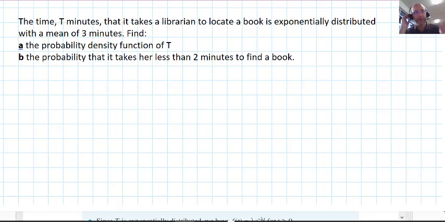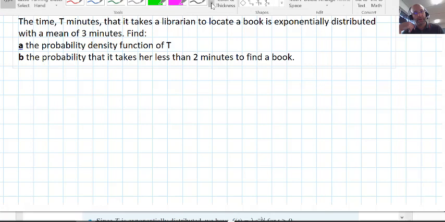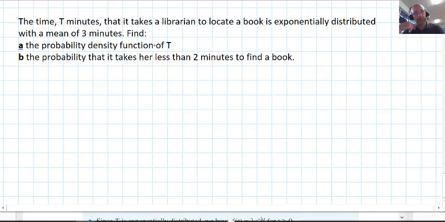And here's an example. We have t minutes, the time it takes a librarian to locate a book. It's exponentially distributed. It has a mean of 3 minutes. So we've got two things to find: the probability density function of t and the probability that it takes her less than 2 minutes to find a book. Bear in mind that this is at the easy end, and a lot of questions you'll just be finding part B straight up. So this one's a scaffolded one to get us started. Sometimes we go straight to that sort of thing, so you'd have to know to do that.